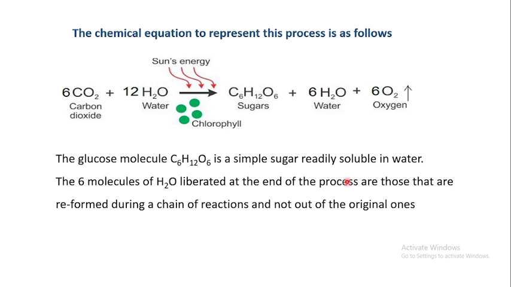Watch here very carefully. 6 carbon dioxide molecules react with 12 water molecules in the presence of chlorophyll and sunlight to form 1 molecule of glucose, C6H12O6, 6 molecules of water and 6 molecules of oxygen. Okay, so the glucose molecule is a simple sugar readily soluble in water.